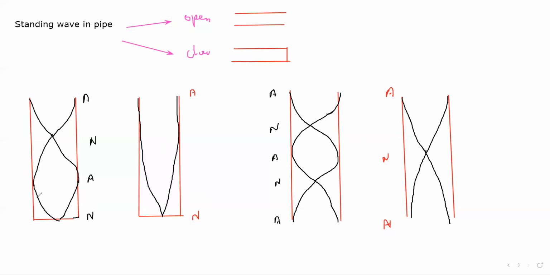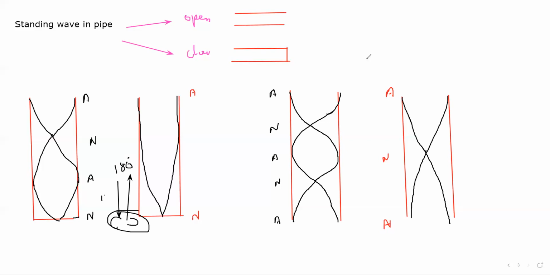Why at the closed end do you always have a node? Because when the wave reflects from the surface, it undergoes a phase change of 180 degrees. For example, if a crest is striking the surface, the trough will bounce back, and when crest joins with trough, they completely cancel out each other. That is why at the closed end you will always have a node. Is the concept of standing wave in the pipes clear?